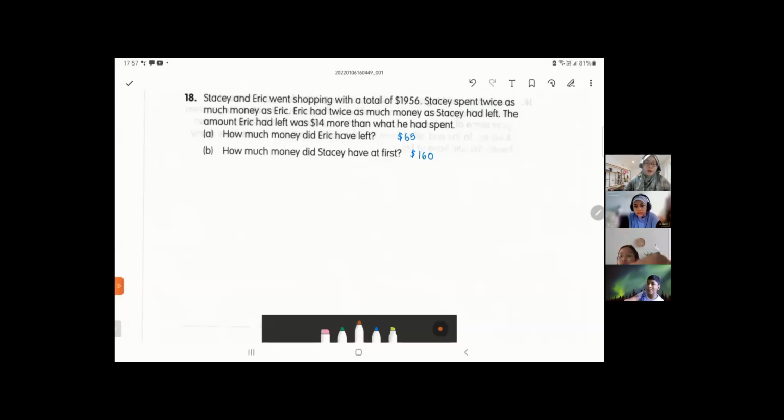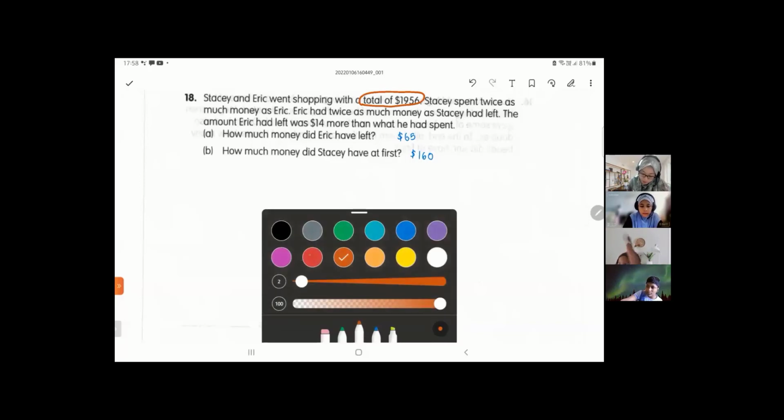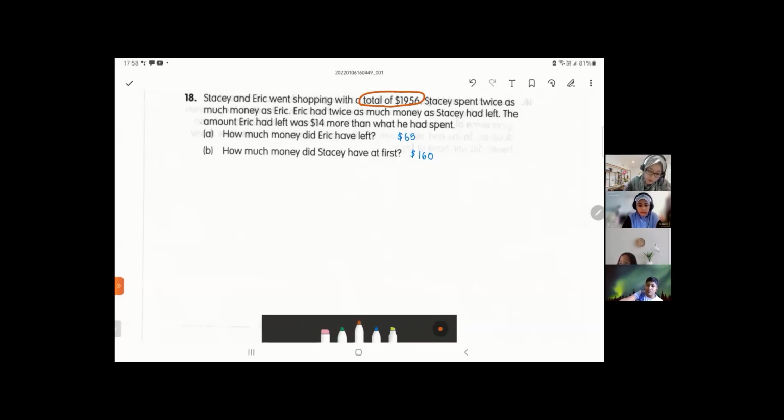Okay, Stacy and Eric went shopping with a total of $1,956. So this is the total amount of money that they actually have at first. This is what they have at first. So at first means before. I am going to use the before change after.